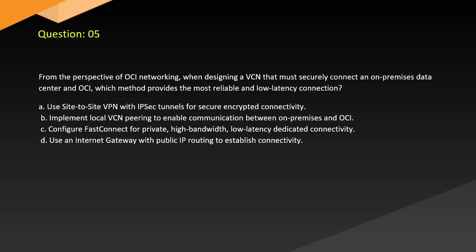A. Use site-to-site VPN with IPsec tunnels for secure encrypted connectivity. B. Implement local VCN peering to enable communication between on-premises and OCI. C. Configure FastConnect for private, high bandwidth, low latency dedicated connectivity. D. Use an internet gateway with public IP routing to establish connectivity.